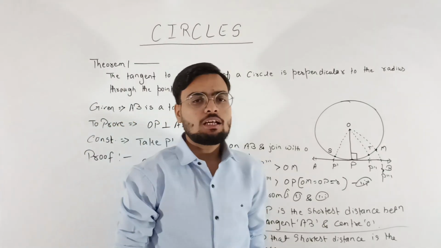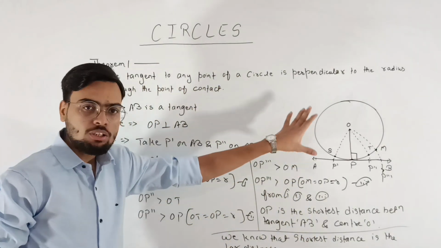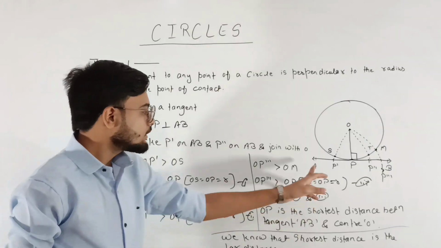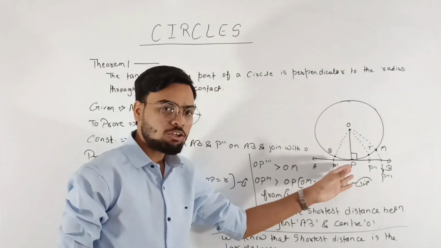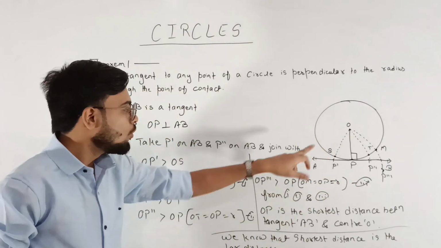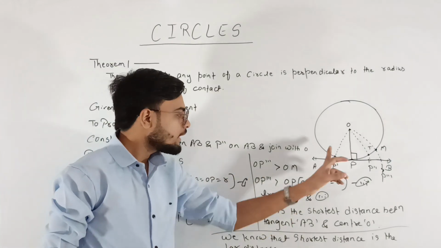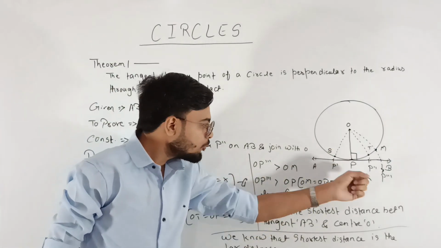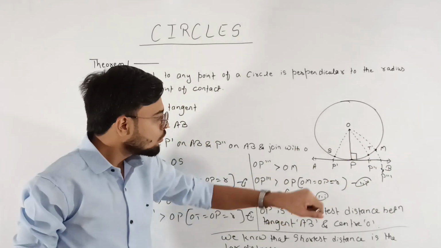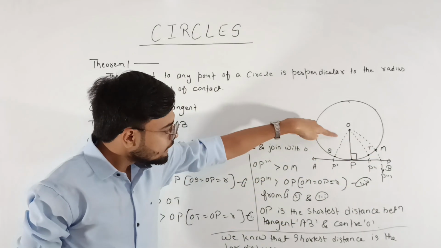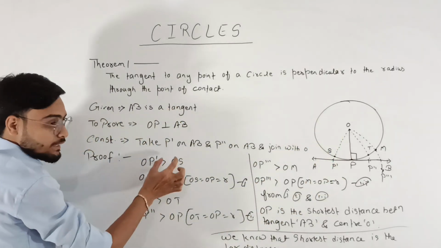Understood? Let's see one more time. This theorem states what? This theorem states tangent is perpendicular to the radius at a point of contact. This tangent AB touches this circle at P. Then at point P, this tangent is perpendicular to the radius. And we have to prove this: OP is perpendicular to AB. So for this, I do one construction. I take a point P dash on tangent AB, a point P double dash again on tangent AB, and point P triple dash again on tangent AB. Now look, this is point P dash and this is OS. So from here I conclude that OP dash is greater than OS.